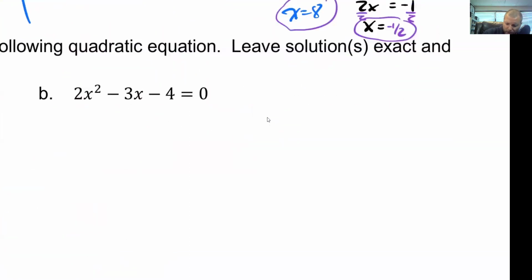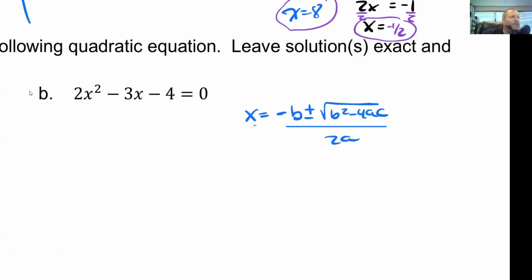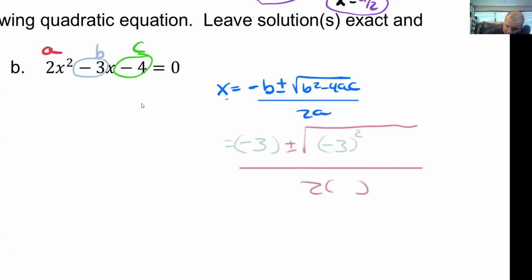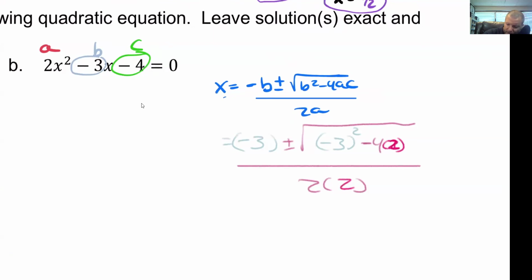All right, so this one we'll do a little bit quicker. We have our standard form, ax squared plus bx plus c. A is 2, b is negative 3, and c is negative 4. So when I throw these things into the quadratic formula, I'm going to get negative 3 plus or minus the square root of negative 3 squared minus 4 times the value of a, which was 2, and our value of c, which was negative 4. Right, so these are what our solution is going to be.